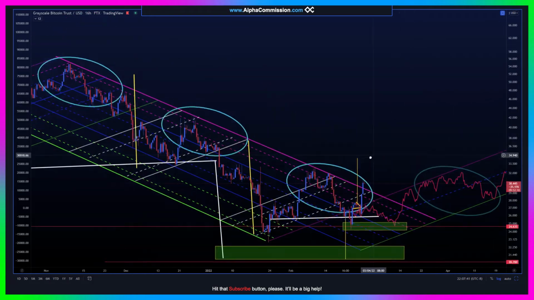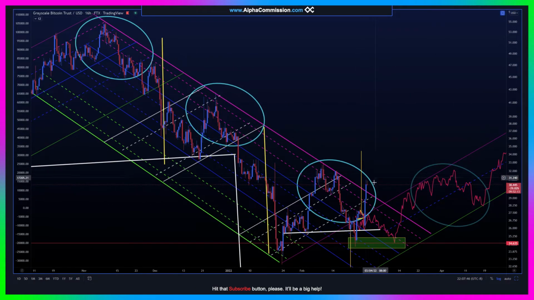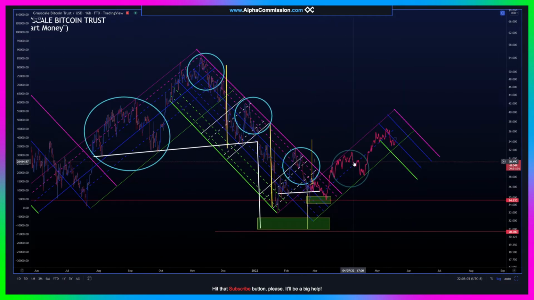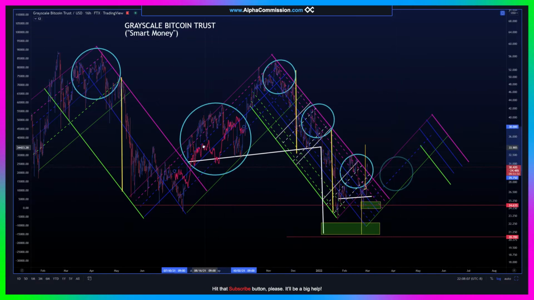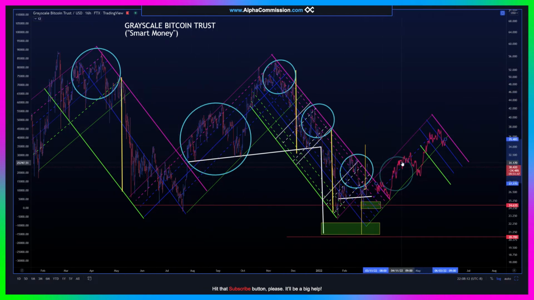For the first time for real, we've broken out on the Grayscale Bitcoin Trust, okay? Look, we've broken through the channel. This is another difference with the regular Bitcoin compared to the Grayscale Bitcoin Trust. The Grayscale Bitcoin Trust had never broken out before. And I'm using this fractal. This is just a fractal of this run right here, just a miniaturized version of it.